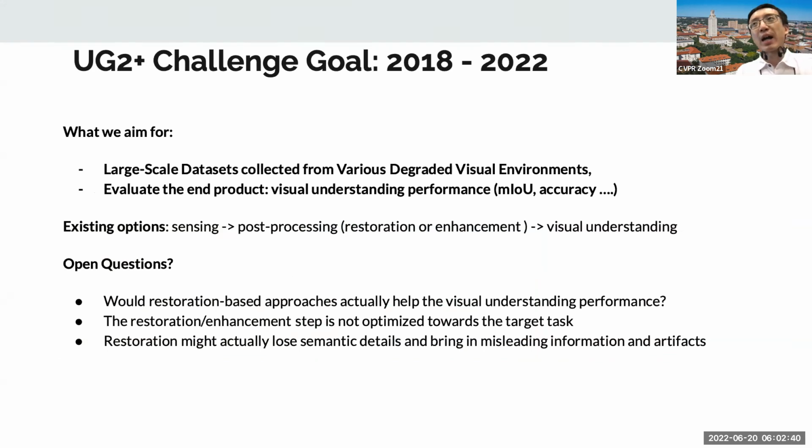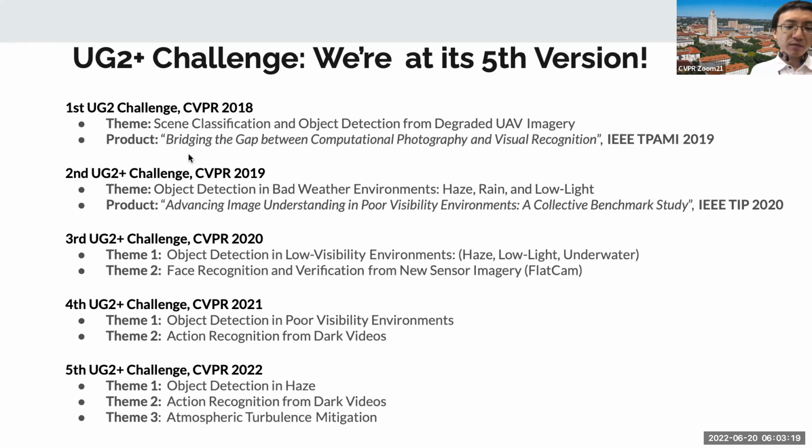So what's our aim? Our aim through these 5 years has not changed. We always seek to first build large-scale data sets collected from various degraded visual environments. Then we leverage these data sets to provide low-level enhancement algorithms and seek to bridge the gap between the low-level algorithms and the high-level application algorithms. These 2 goals have not changed in 5 years, but we keep improving both our data sets and our algorithms, and we keep improving the challenges.